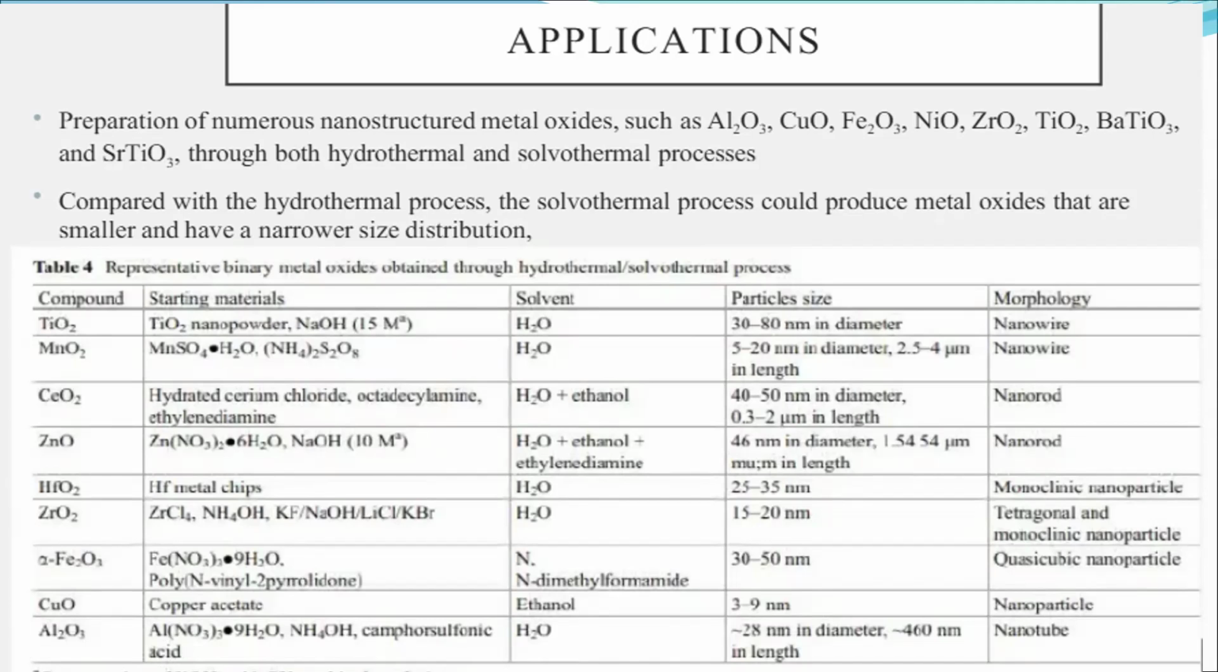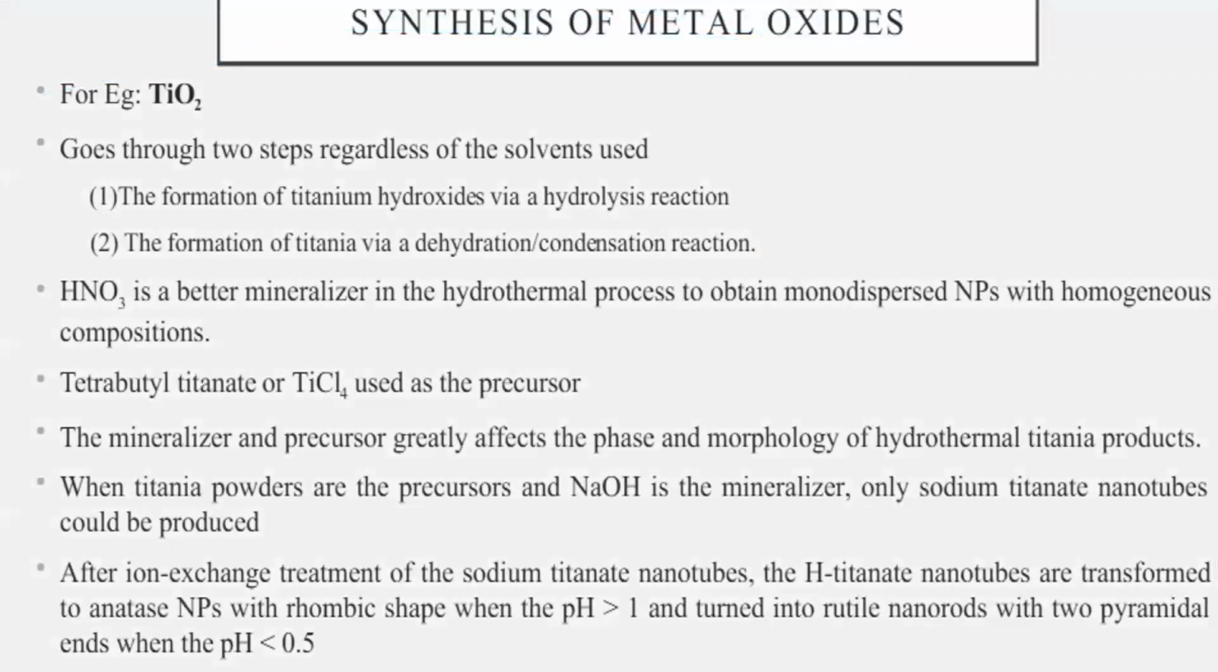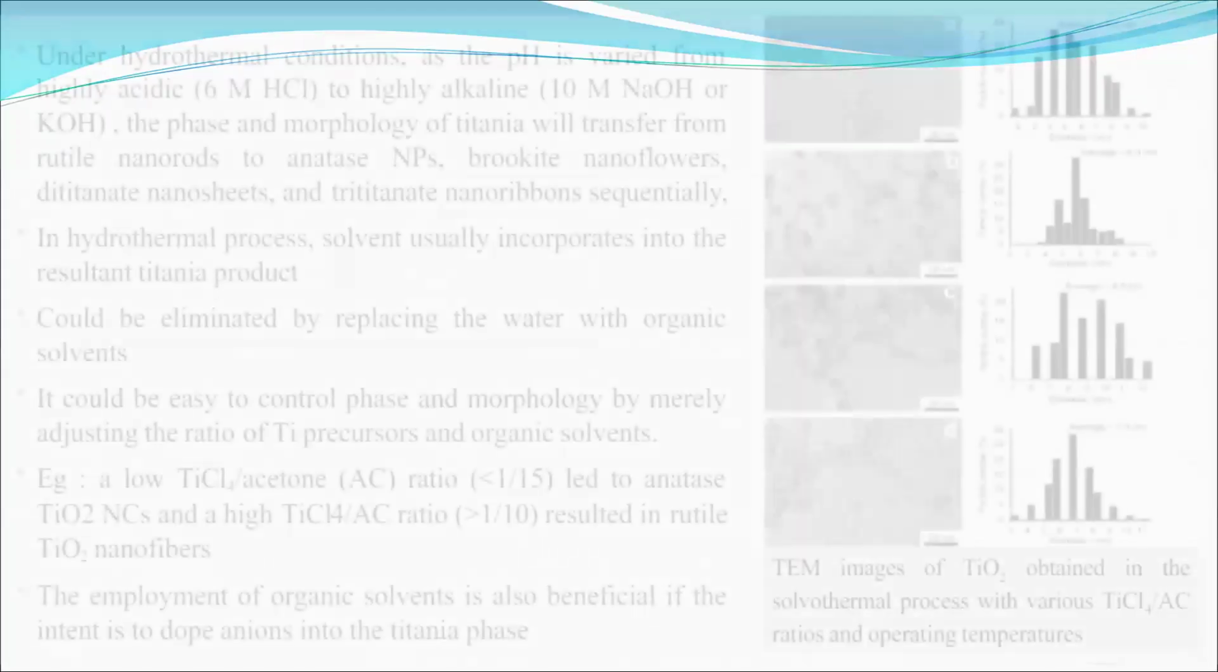Compared to the hydrothermal process, the solvothermal process could produce metal oxides that are smaller and have a narrower size distribution. That is one of the important key points to be remembered. Titanium oxide, I'm skipping; you people can self-study on this.